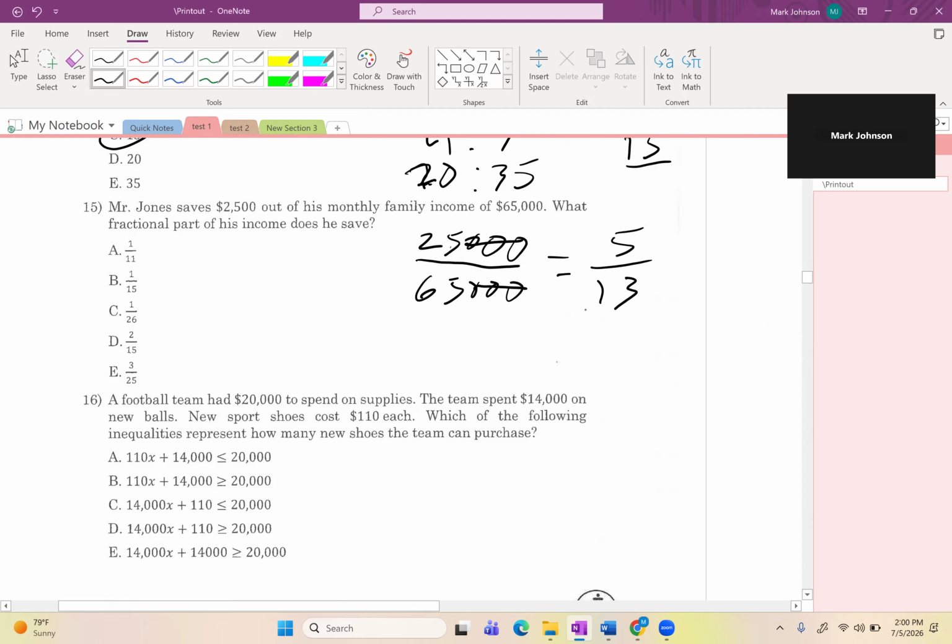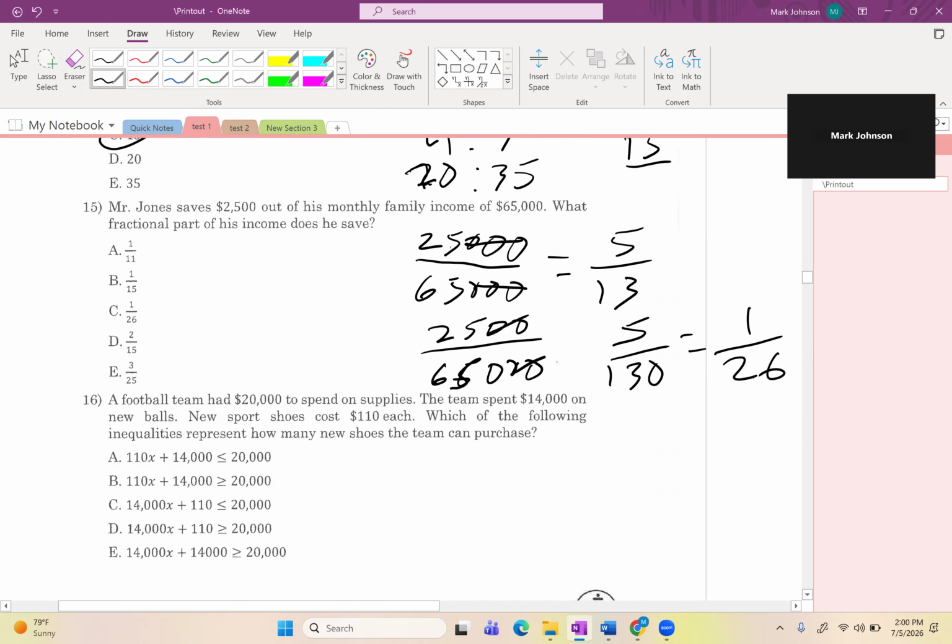No, tengo un cero extra, ¿no? Es mi error. Otra vez. 2.500, no 25.000. Entonces quitamos dos ceros y será 25 sobre 650. Podemos quitar 5 otra vez y será 5 sobre 130, que es 1 sobre 26. Sí.